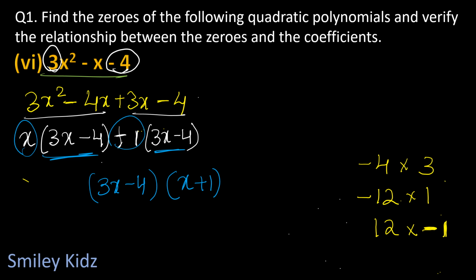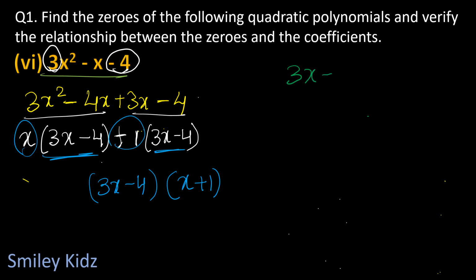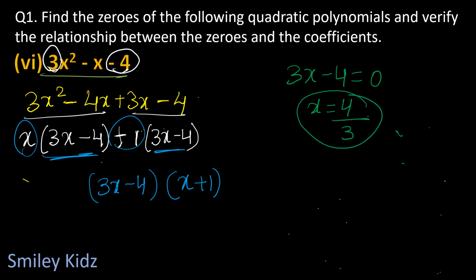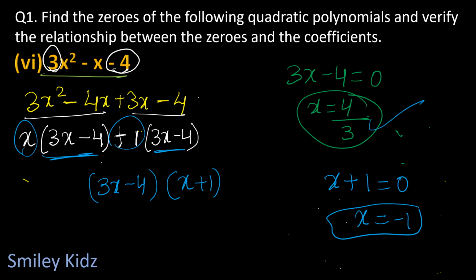Now we're going to equate both of these expressions to 0. Then we get 3x minus 4 is equal to 0, and x will be equal to 4 upon 3. And then we have x plus 1 equal to 0, x equal to minus 1. So what are the values of alpha and beta of this particular quadratic polynomial? 4 by 3 and minus 1.